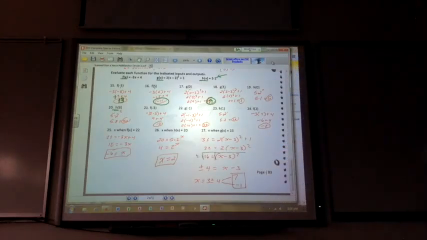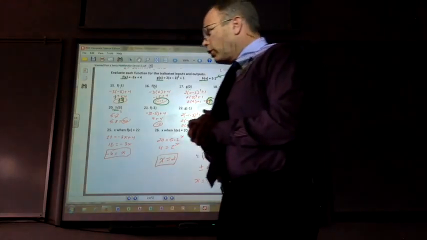Problem number 22, which equation am I using? The first, second, or third? Second. Why? It's a G. So G at negative 1. Plug negative 1 in, so I get negative 1 minus 3. That's negative 4. Negative 4 squared is 16. 16 times 2 is 32. Plus 1 is 33.